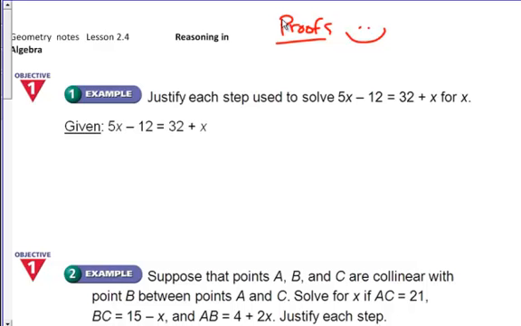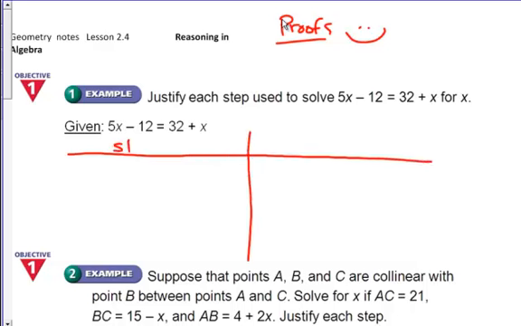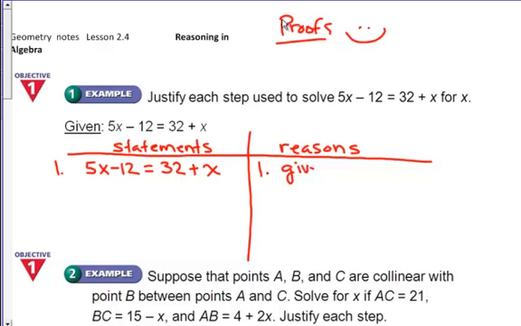So here's how you do these proofs. Okay, we're going to start with two columns. My statements and the reasons why I can make these statements. Okay, if you're given information, you're going to write that down as your very first statement, and I'm given this particular equation. So my equation is 5x minus 12 is equal to 32 plus x. And this is my given statement.